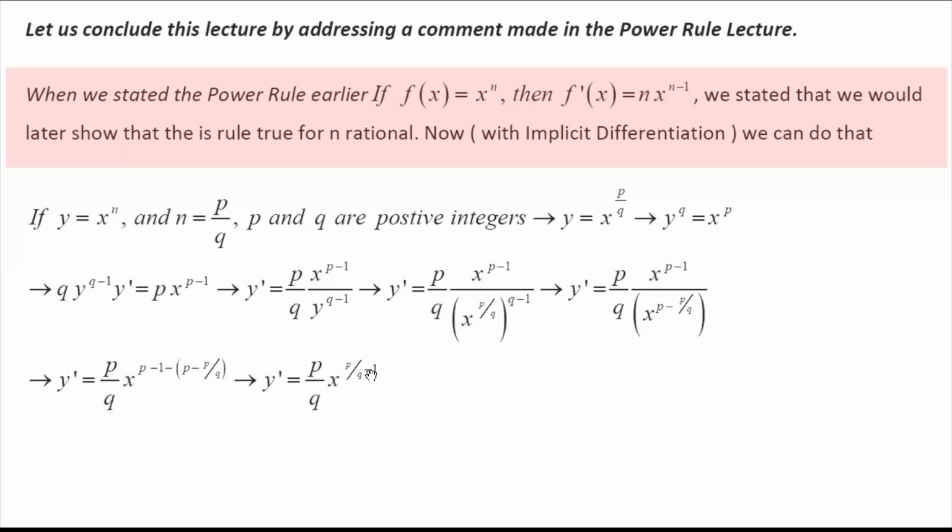You say, what did we prove? Look, we want to show that the power rule works for p over q. If it does, that means you've got p over q in front, which we do, and you subtract 1 from p over q, which is what this is. So we have proved that it's true for a rational number. So we don't have to make apologies for the fact that we apply the power rule for fractions. So we've covered that. If you're not satisfied, that makes no sense.